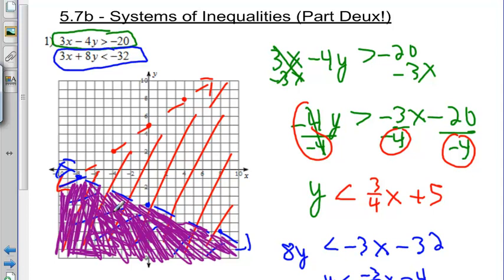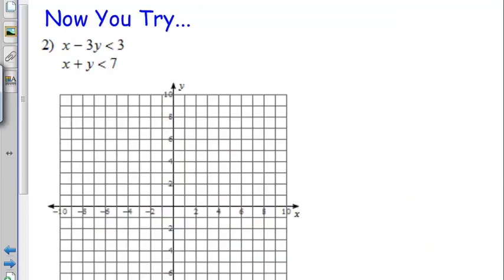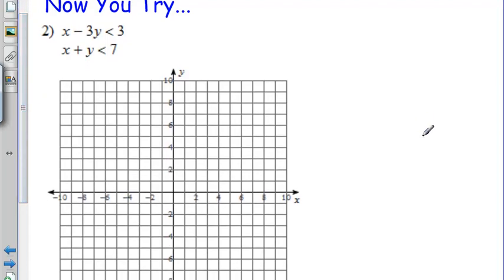So that's the inequality. Let's keep going. I think I've got one for you to try. Yep, I do. You need to put this into the correct form and then graph each of these inequalities. So pause the video, give it a shot, try to graph both of these.